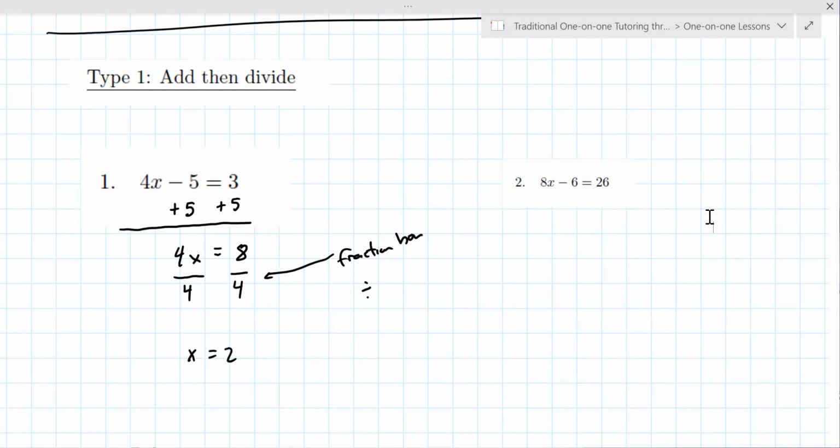Okay, so x would be 4. So yeah, I'm going to add 6 to both sides. 8x equals 32. Divide by 8, divide by 8, x equals 4.